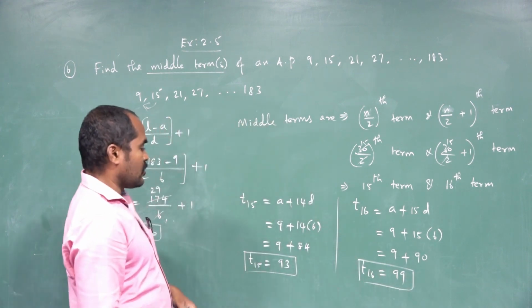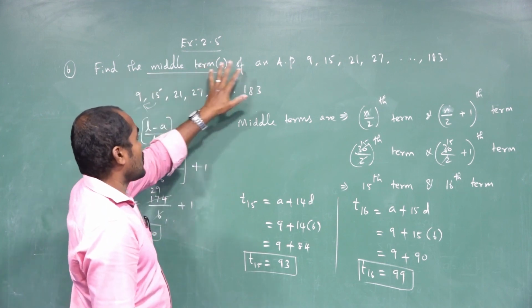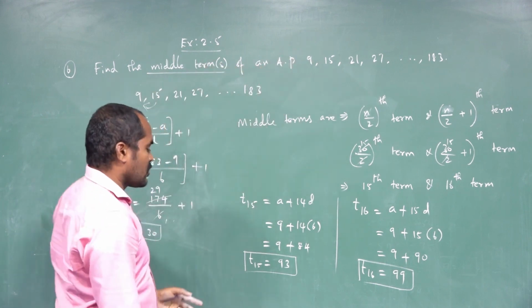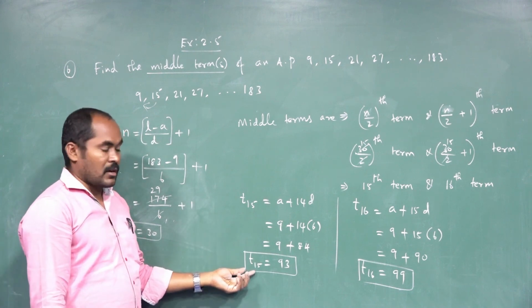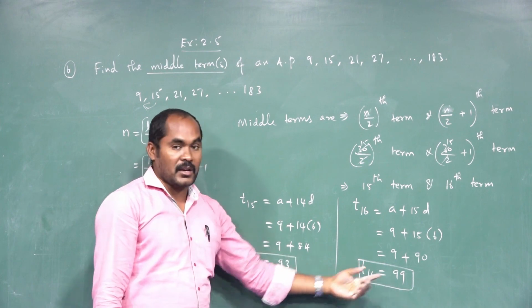Therefore, the middle terms are, what is our question? Find the middle terms of an AP. The middle terms of the AP are T15 and T16. That is 93 and 99.